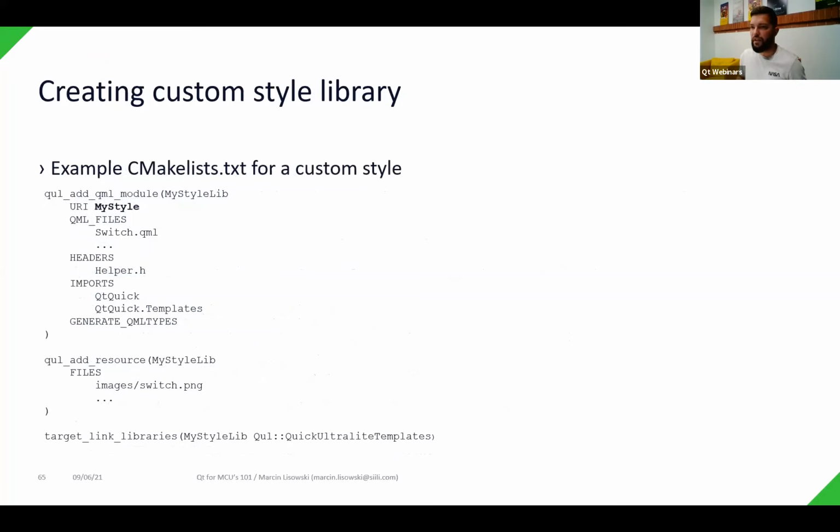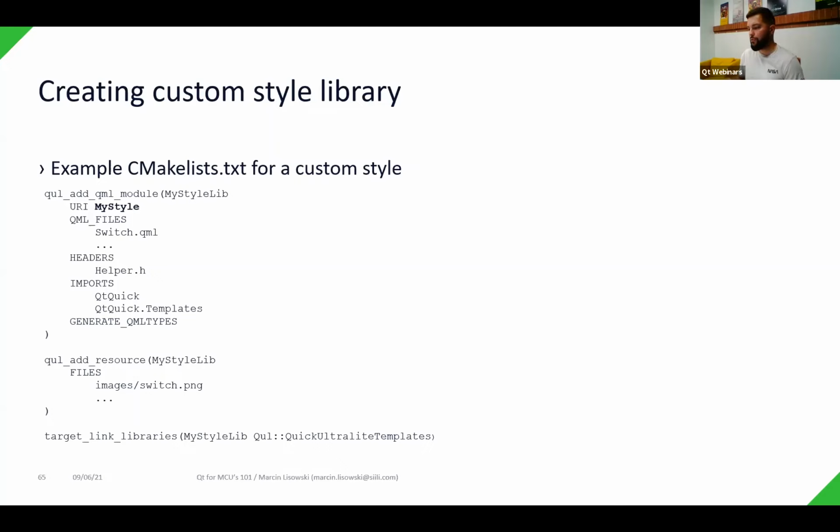Well, this is the example from the CMake, how you can set up your custom style library if you are going to create a separate library for it. So you are just adding the QML module with the name of your style library. You're providing the URI, QML files, some headers if there are any, some imports that your styles are using, and then eventually you're adding the resources for that module.